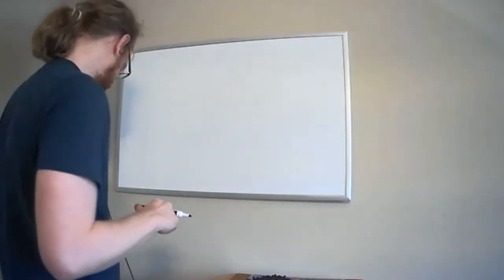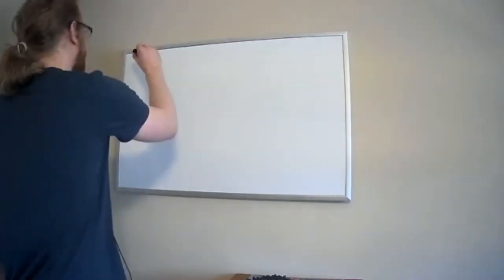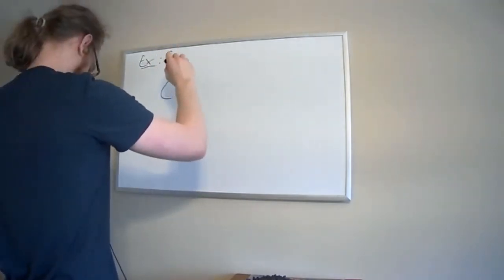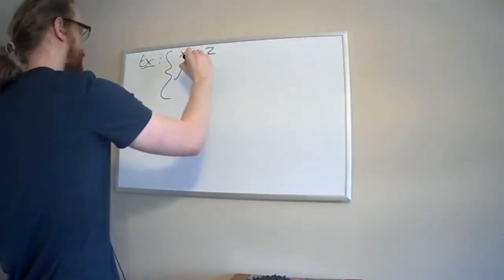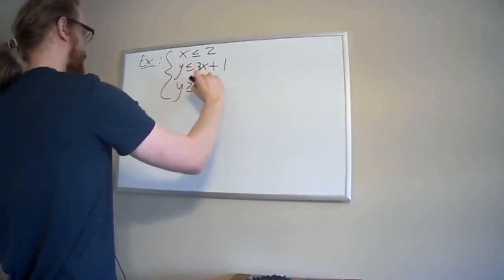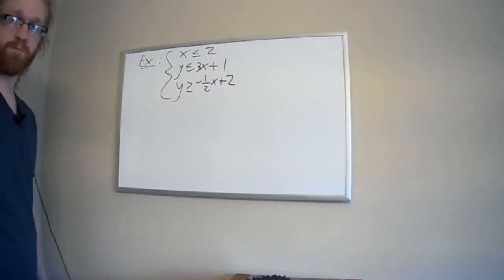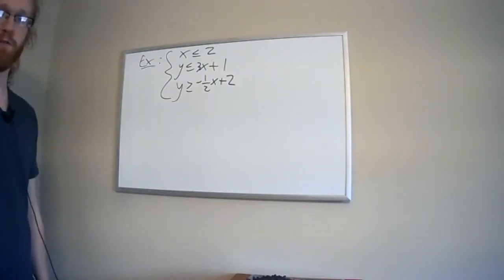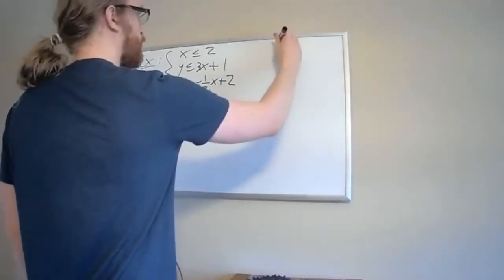Okay, so let's take a system of inequalities as an example. I think I'm going to take this system of inequalities. x less than or equal to 2, y less than or equal to 3x plus 1, and y greater than or equal to -1/2 x plus 2. So we'll take these 3 inequalities. And let's go ahead and graph the system of inequalities. So this will be a bit of a refresher from yesterday, but then we're going to take one step further and figure out what the corner points should be.